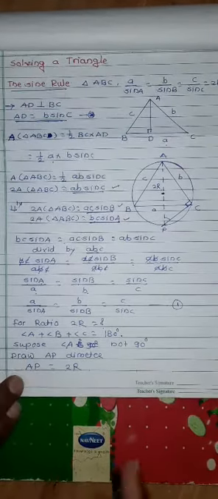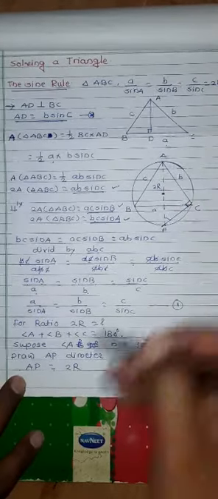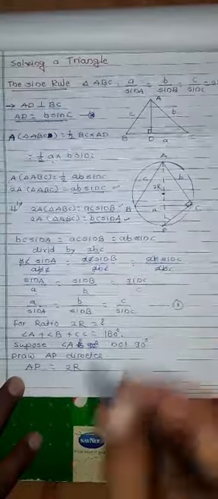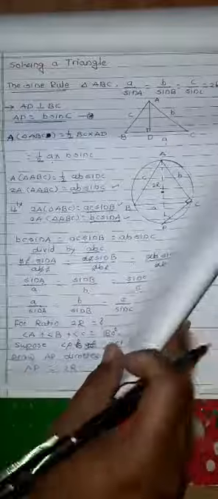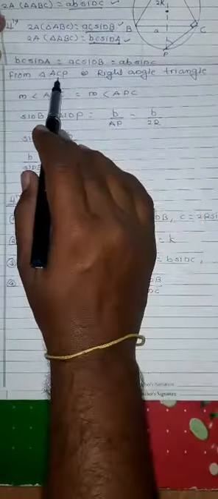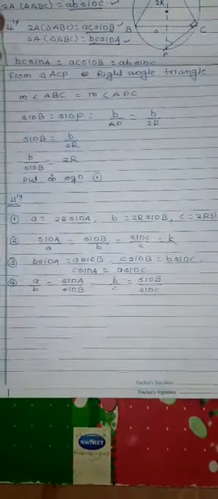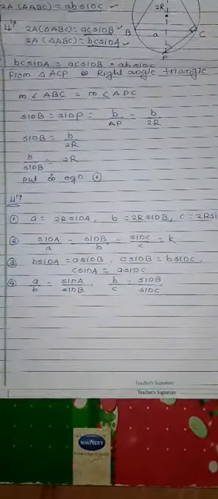Look at this diagram, draw the AP. AP is the diameter of the circle. Now AP is equal to twice of R. Now look at this diagram. For this triangle, from the triangle ACP, ACP is the right angle triangle here.